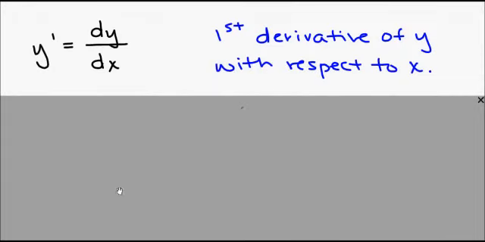Last step, okay. So we've seen this before, we've been working with it. Y prime, remember this little dash is prime, is the same as dy dx. And this is the first derivative of y with respect to x. First, you might guess from that there are more derivatives after the first. Otherwise, it might just be called the derivative.